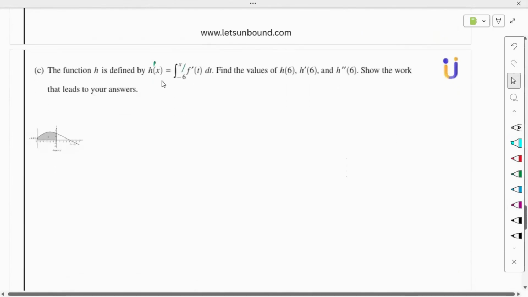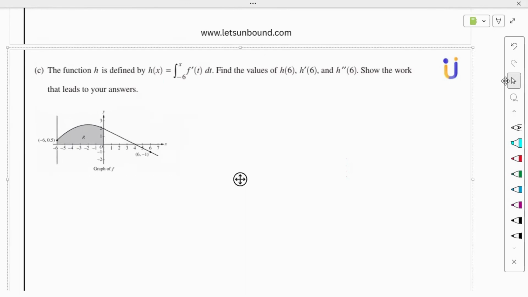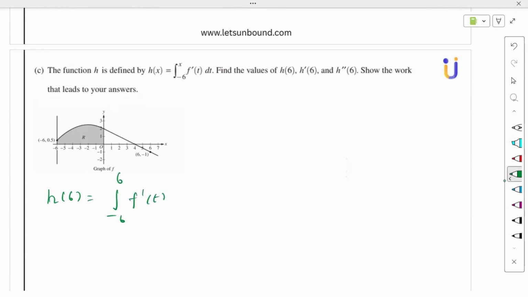That's the answer. Moving to the last and final part, C. The function h is defined by h of x equals the integral from minus 6 to x of f dash of t dt. Find the values. Same thing. First let's go for h of 6. H of 6, from this definition, equals the integral from minus 6 to 6 of f dash of t dt.